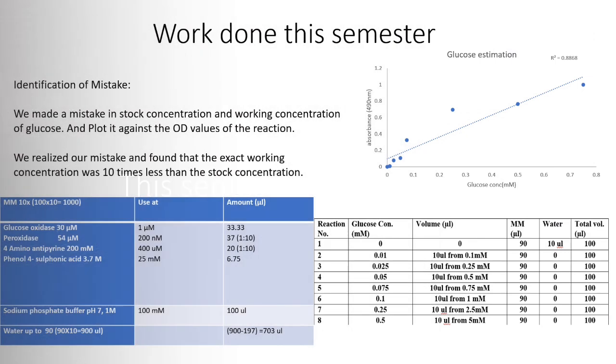Now, talking about the work done this semester. First, let's talk about the mistake we made last semester. The error we encountered involved discrepancies between the stock concentration and the working concentration of glucose. Initially, we plotted these concentrations against the optical density values of the reaction. Upon closer examination, we discovered that the actual working concentration was 10 times lower than what we had initially assumed.